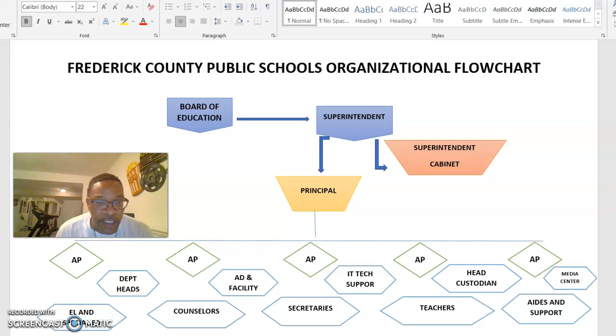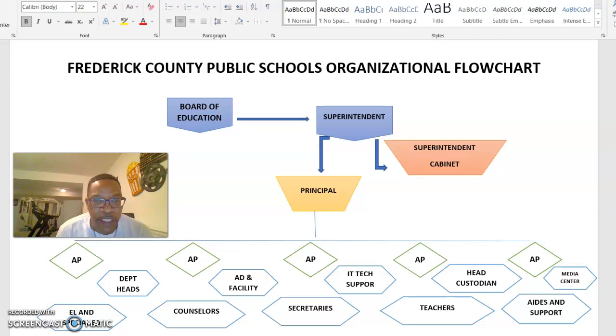So it's a 10-member board, and there's a student rep on the Board of Education as well. So with the student rep and the superintendent, that makes 10 total with the 8 that's already on there.